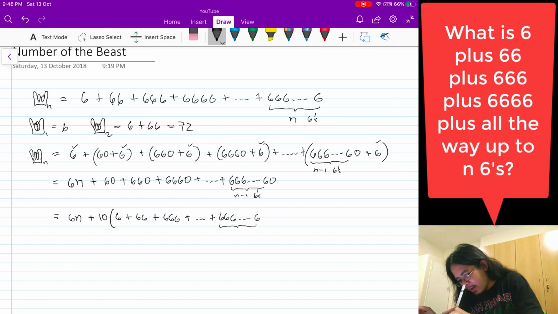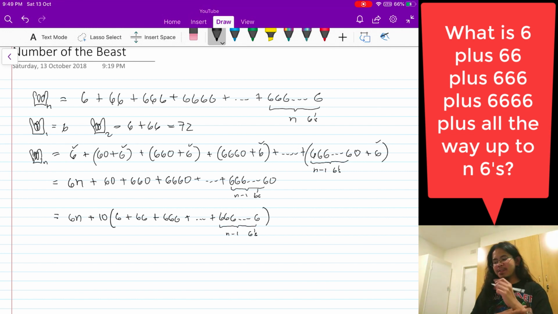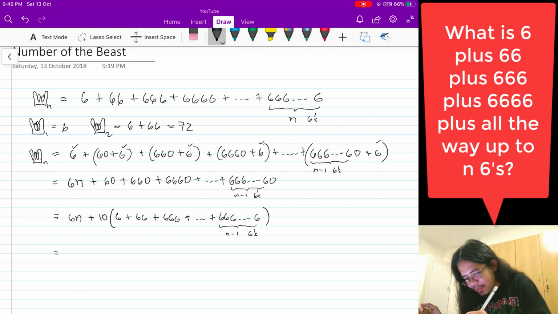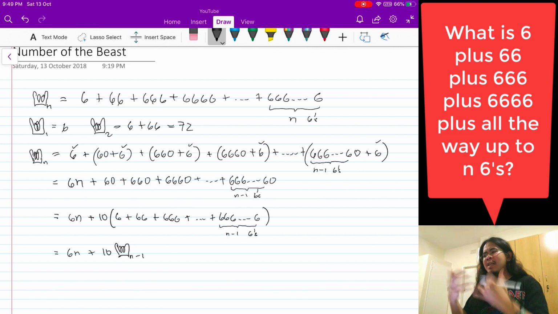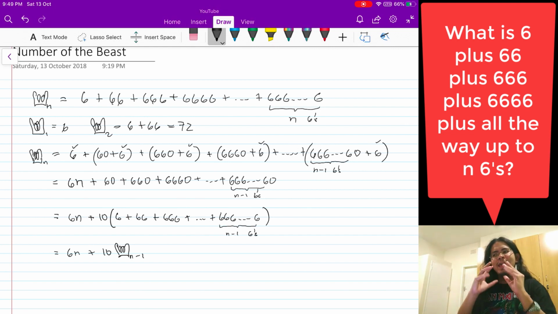But this time, there are only n minus 1 sixes. Okay? So now, do you agree that the whole thing in the parenthesis is nothing but the metal sum of n minus 1? In other words, in the parenthesis, you're adding 6 plus 66 plus 666 all the way up to n minus 1 sixes. Okay? So this is what I mean. Try to make the sum on the right-hand side similar to the whole sum on the left-hand side, okay? So you have metal n minus 1.